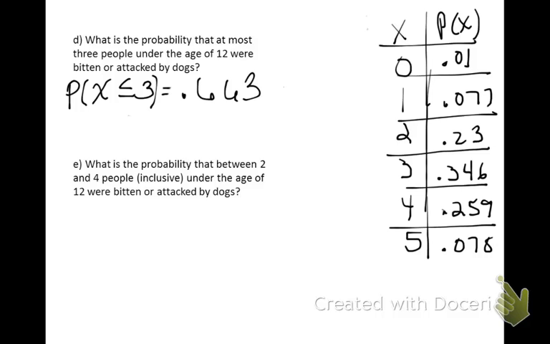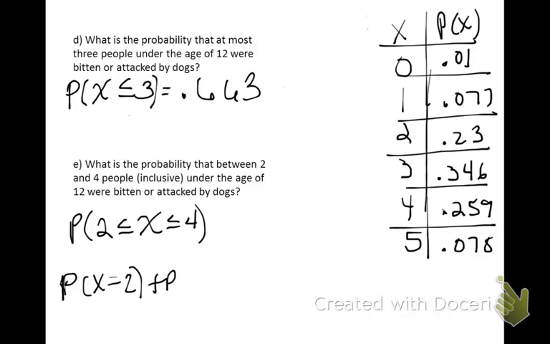What is the probability that between 2 and 4 people inclusive, so the probability inclusively between 2 and 4, under the age of 12 were bitten or attacked by dogs? This is the probability that x equals 2 plus the probability that x equals 3 plus the probability that x equals 4.